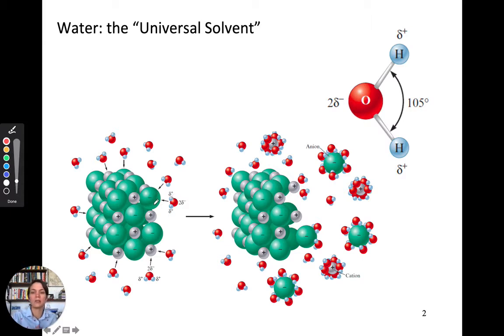And in doing so, we're going to have these interactions between the positively charged side of the water molecule and our negatively charged anion. And then from our negatively charged oxygen of our water molecule and positively charged sodium. So we have these opposite charges attracting each other, and as a result you have them kind of carrying away the individual atoms of our salt.